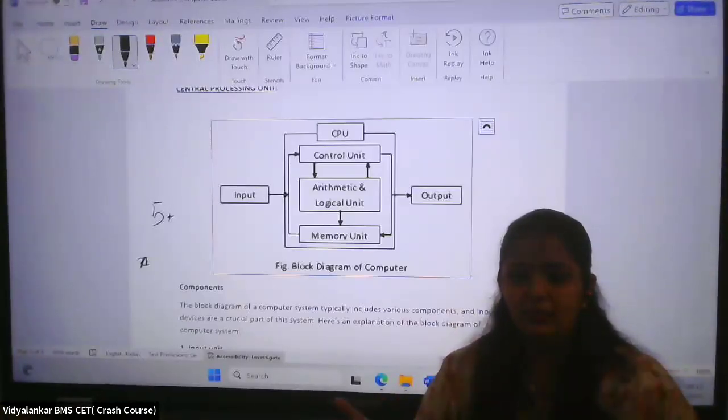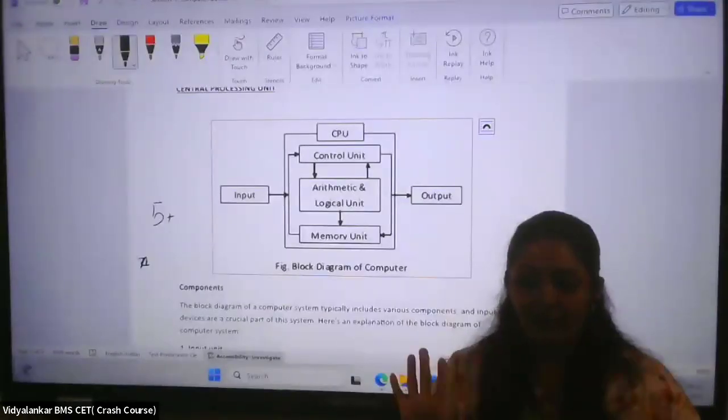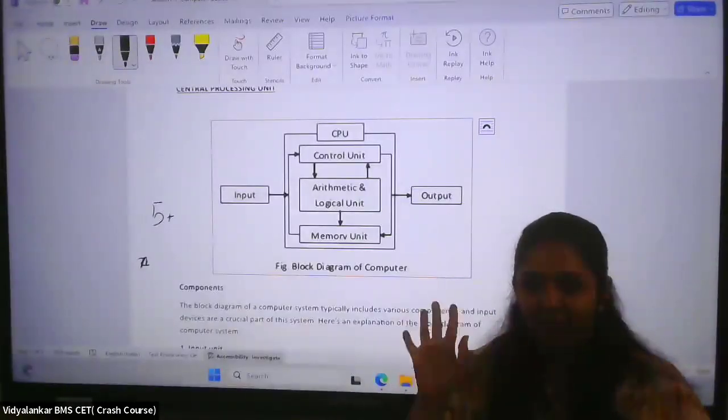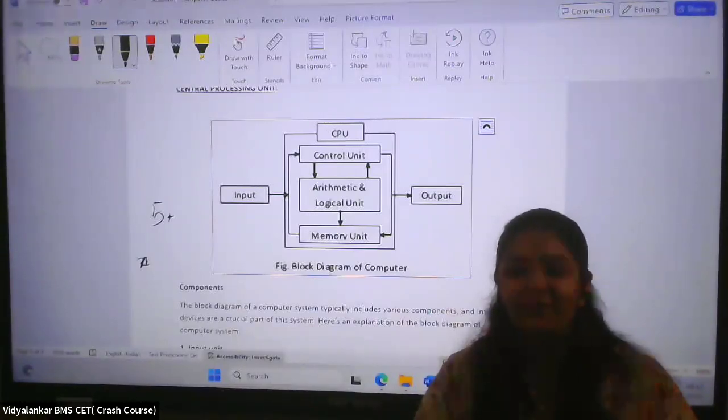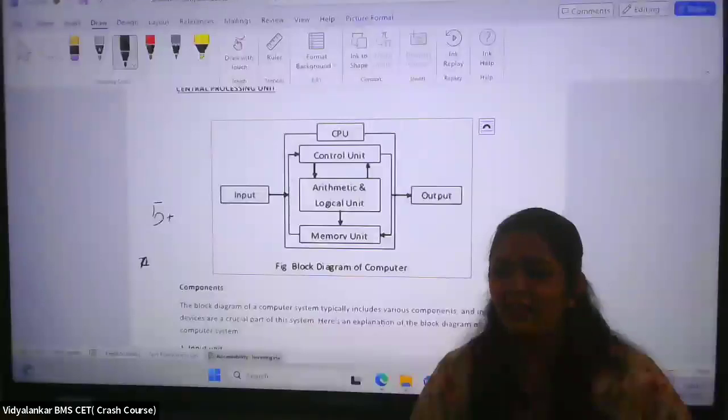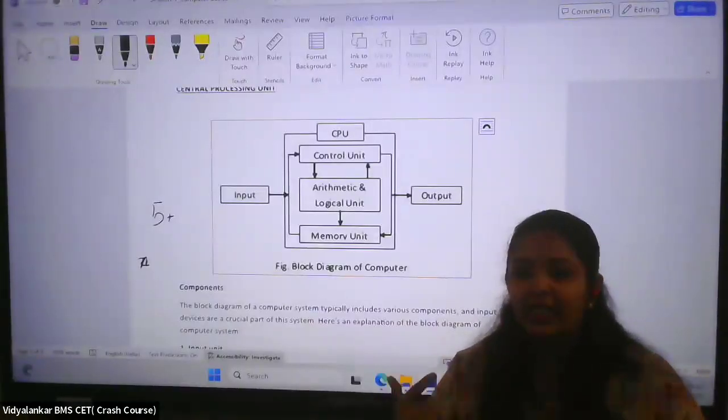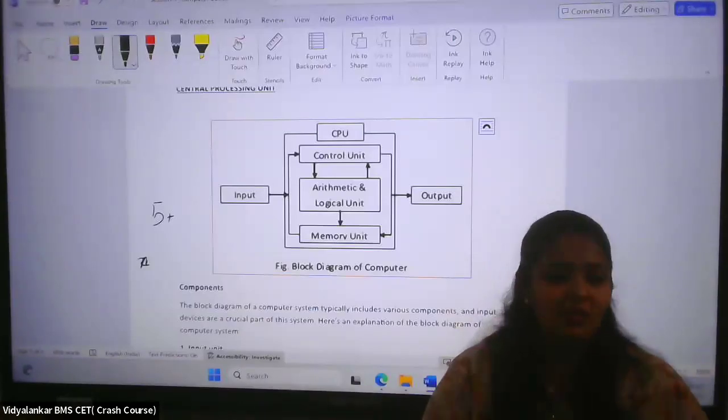Second, you can write EPROM, that is erasable, programmable read-only memory. Awake, no? Not sleepy, no? Done? EPROM. And last, you'll write EEPROM. Such big names, no?